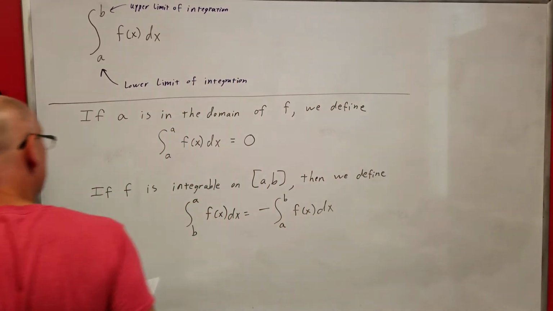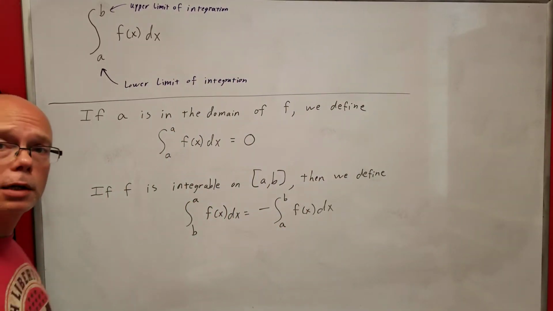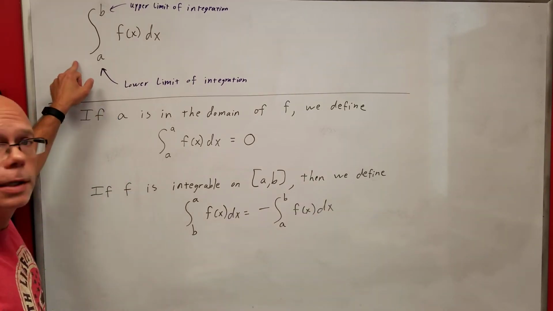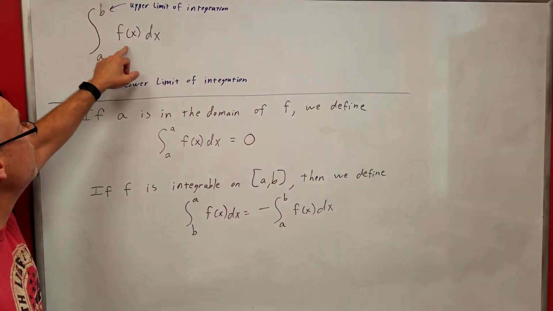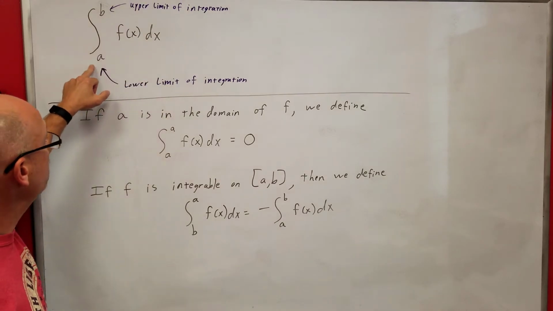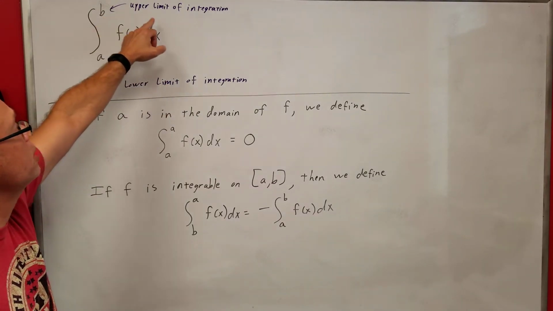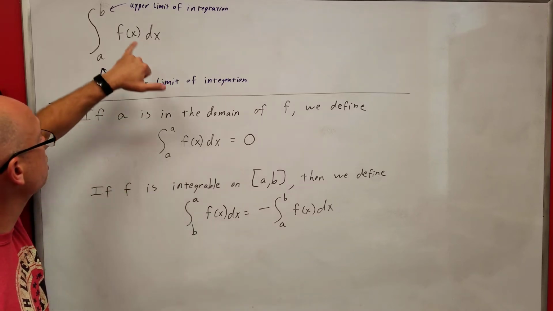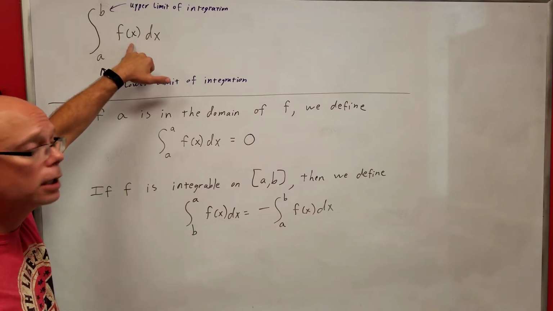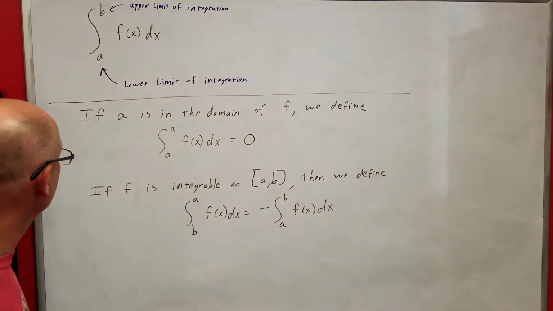We're still in section 5.5 here. Let's look at some notation. Let's suppose I have this definite integral from a to b of f of x dx. A, because of where it's at, we call our lower limit of integration. B, because of where it's at, we call our upper limit of integration. And the f of x right here is still called our integrand.